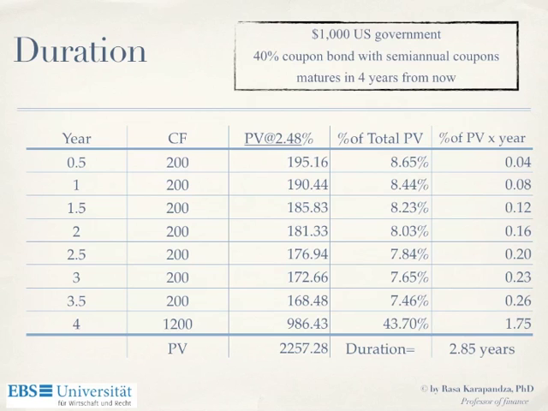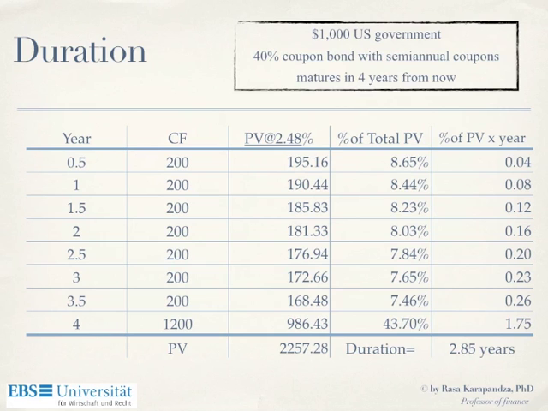And now you will see many different definitions of the duration. But the one that I like the most, and that is actually the correct one, is that the duration of a bond tells you that this bond is approximately as sensitive to the changes in interest rates as the zero coupon bond that matures in the duration years from now. So this bond will be as sensitive to the changes in interest rates as the zero coupon bond that matures in 2.85 years from now.